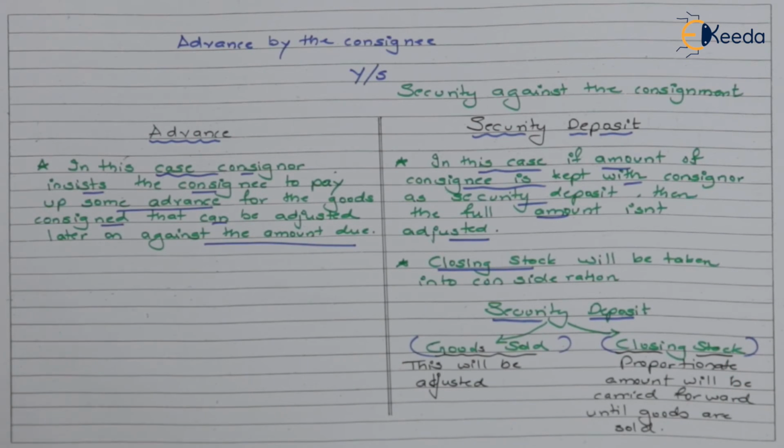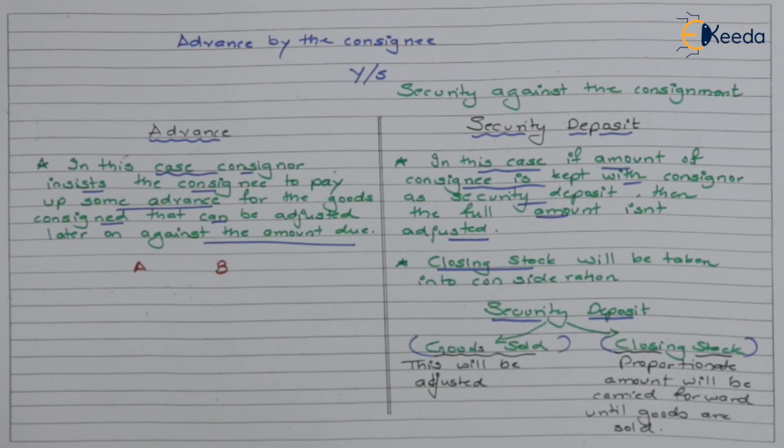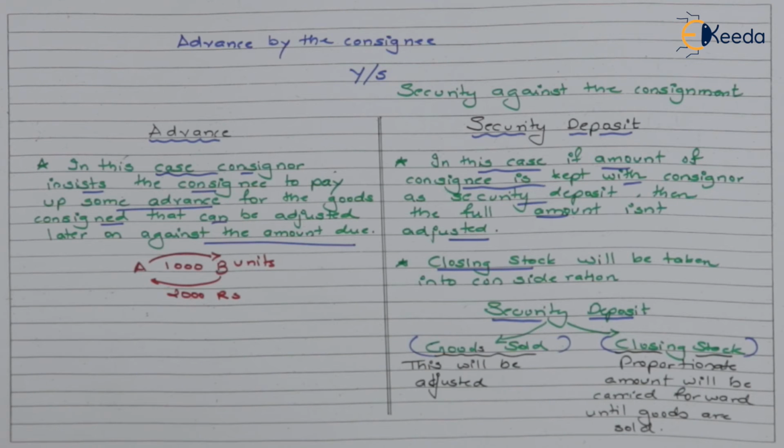To give you an example, let's take A and B, two parties to the consignment. A consigned 1000 units of goods to B, and against this B kept 2000 rupees with him. If this was the case of advance, then this whole 2000 can be adjusted against the sale amount. That means if the sale amount was 20,000 rupees, instead of giving the whole 20,000, he can keep the additional 2,000 with him, and the amount supposed to be paid can be 18,000 gross, from which the commission and other expenses can be deducted and the balance paid to A.